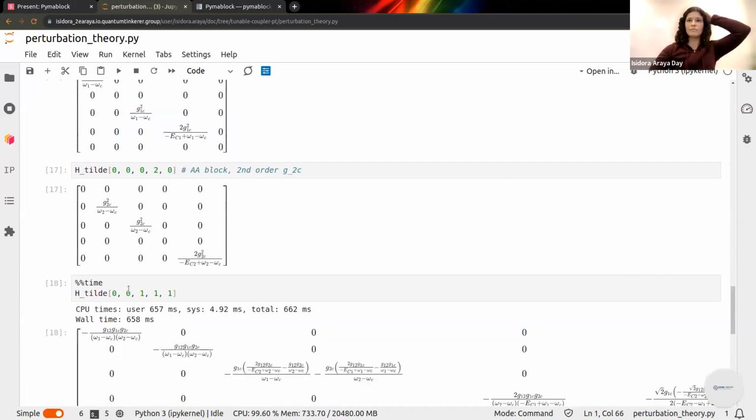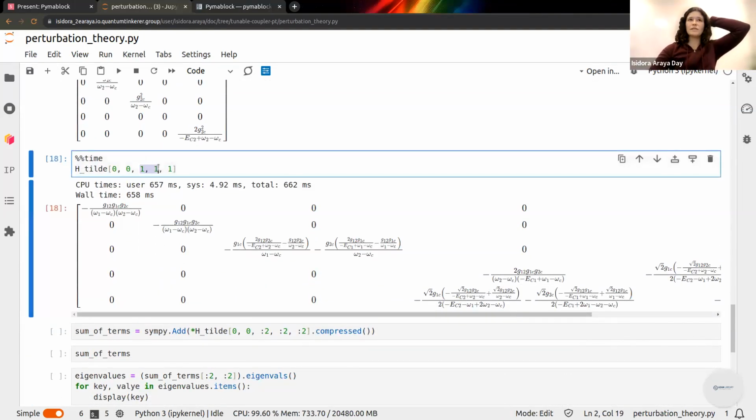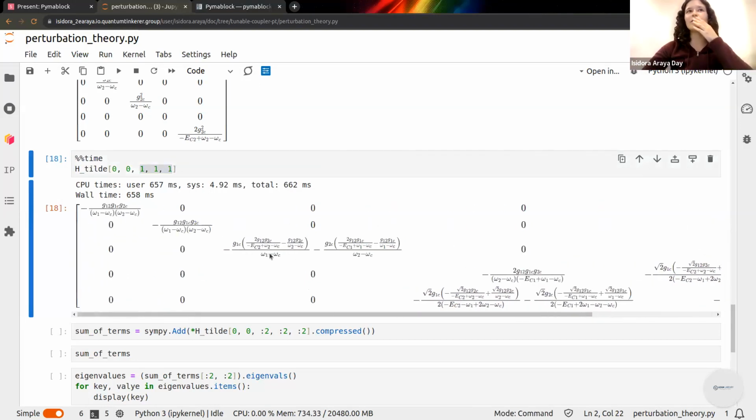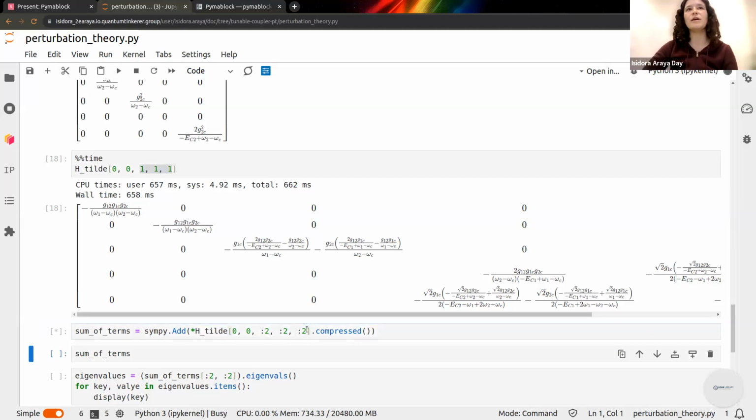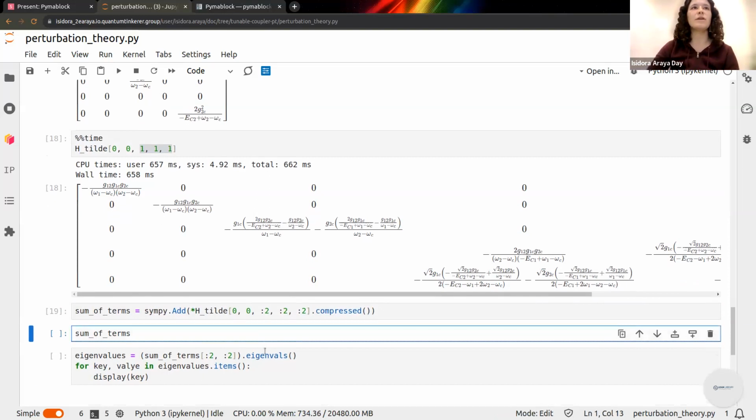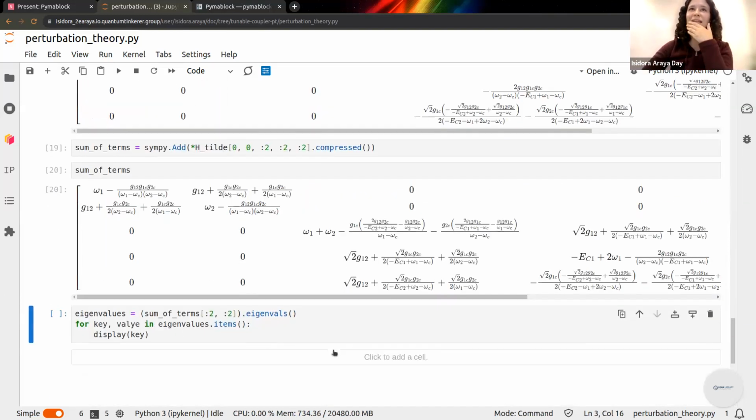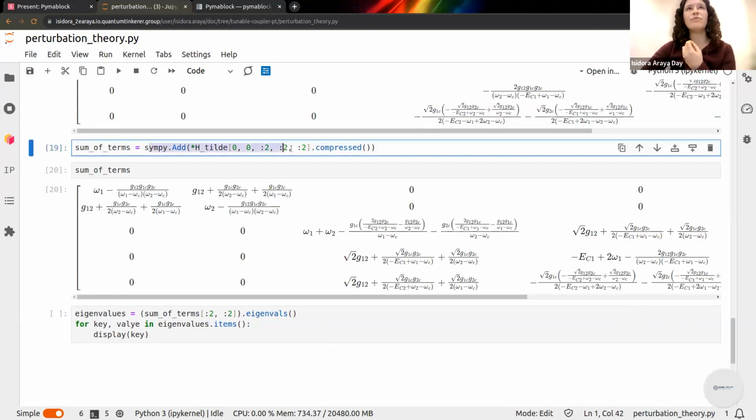We can time them. So this is now a third order correction proportional to G1c, G12, and G2c. And you can see how it starts growing. Now we can also compute all the corrections up to second order on each parameter. So we can also write some convenient functions. And in this case, we find that if we compute all the corrections up to second order and add them together, our Hamiltonian has a block diagonal form.